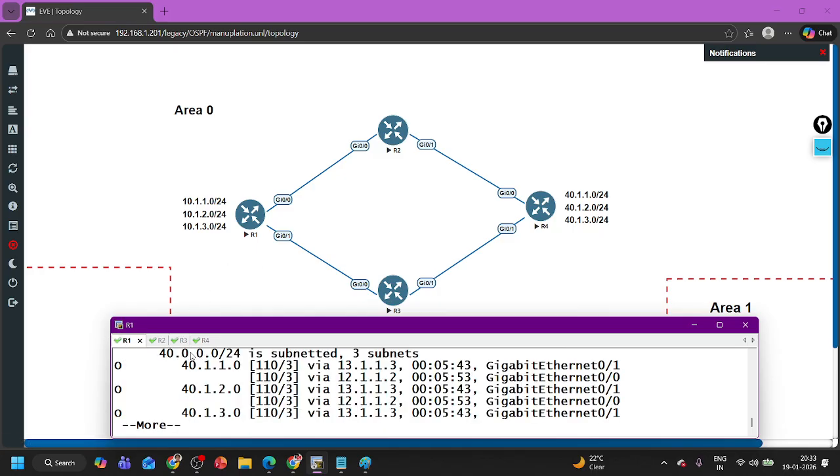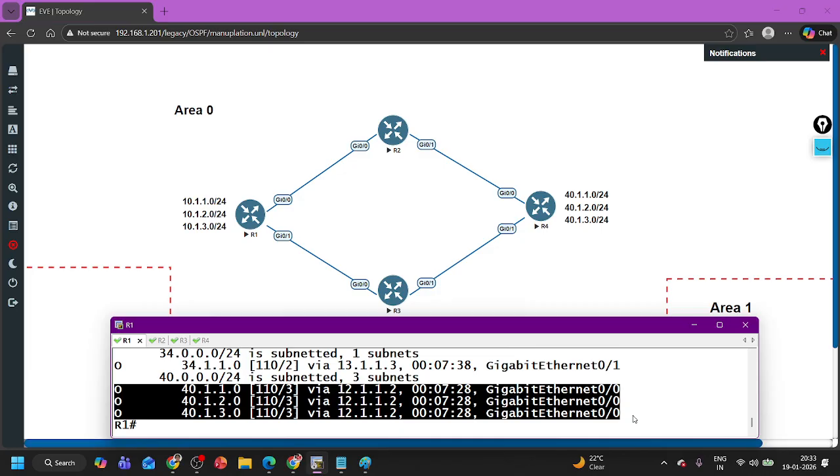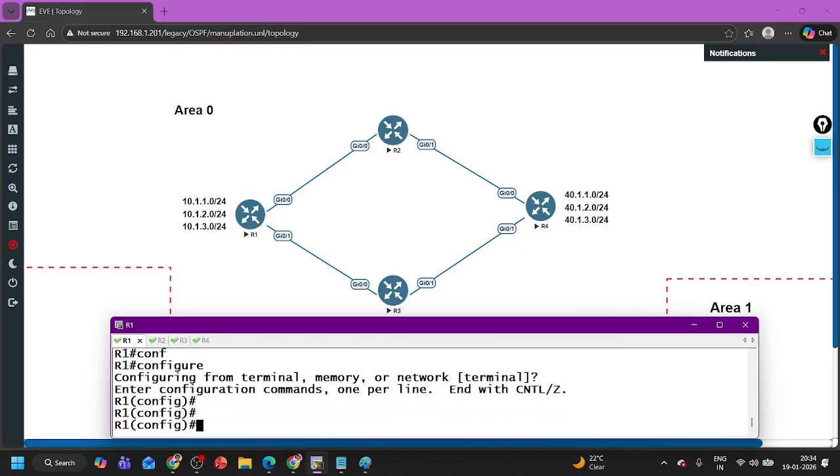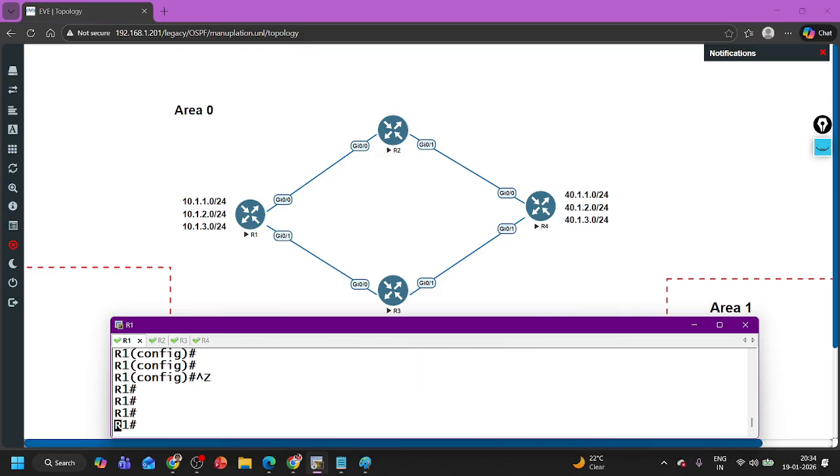Now if I take you to R1 and show the routing table, you can see all these prefixes are learned via R2. Now it is not performing load balancing. All the prefixes are via R2. And when R2 goes down, will it install the alternate path? You can try interface G0/0. Before doing that, now you can check the metric once again.